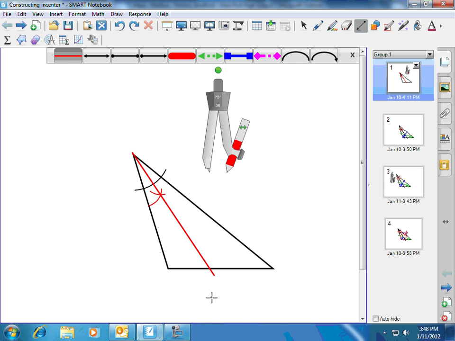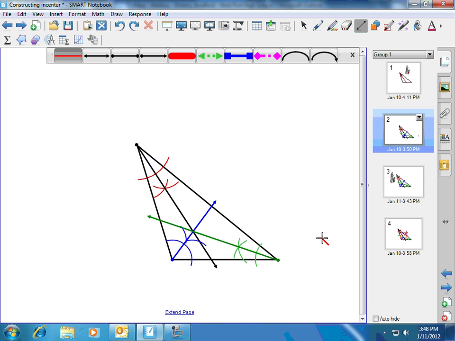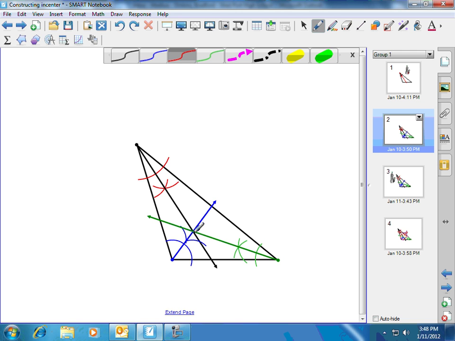And then you're going to repeat the process for all three angles. Okay, you could really probably get away with just doing two. All right, but if you do the third, you'll see if you're maybe off a little bit. So when you're done, you should have something like this when you've bisected all three angles. And so this point of intersection here of these three angle bisectors is my incenter.